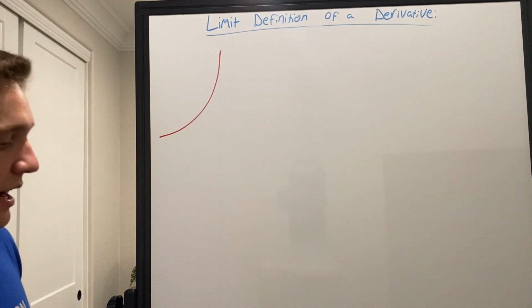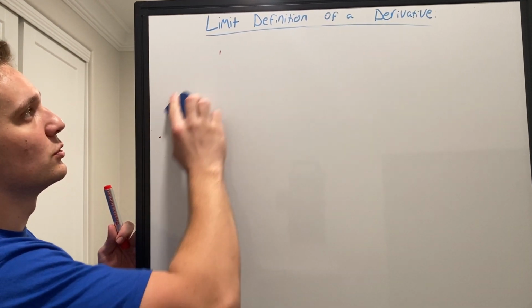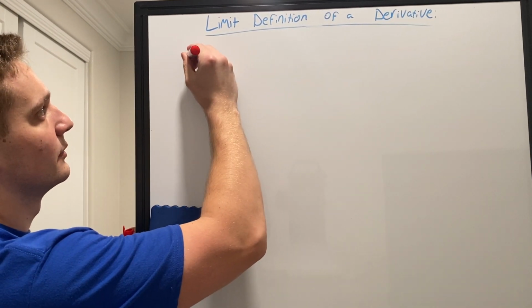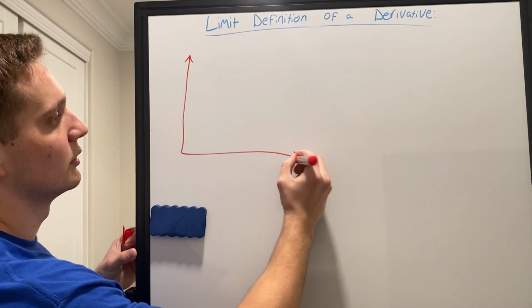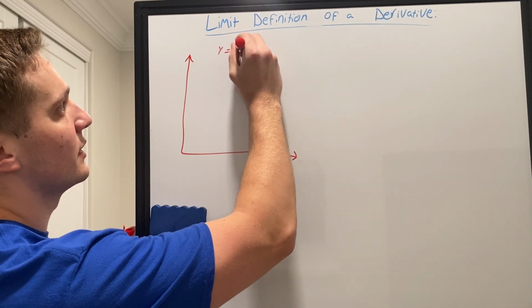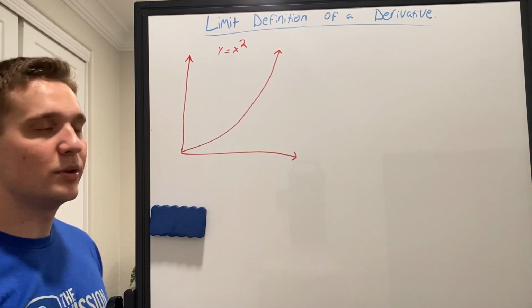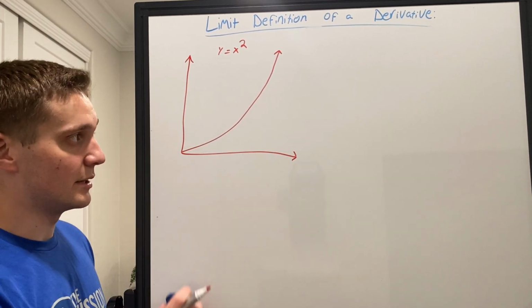So let's say I graph the curve y equals x squared. So let's do that real quick. Let's graph y equals x squared. Right, y equals x squared. Looks something along these lines. I'm not too good at drawing, but I hope you get the gist here.